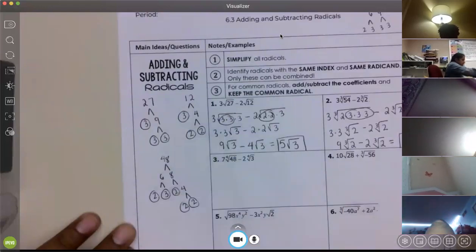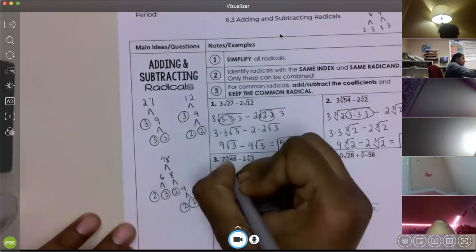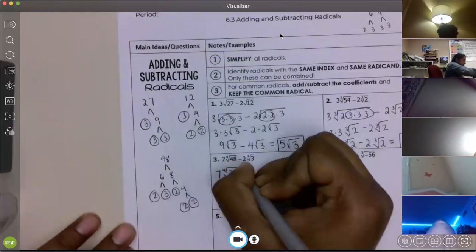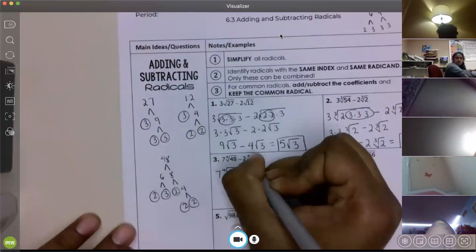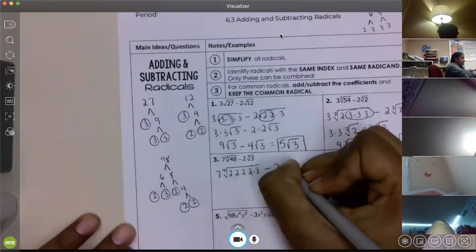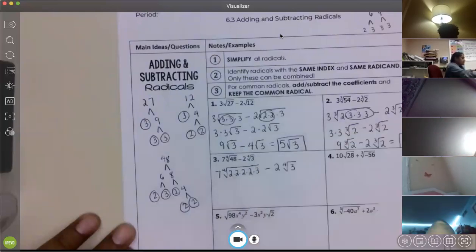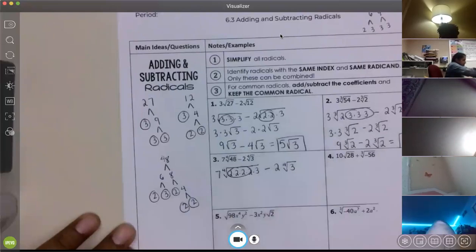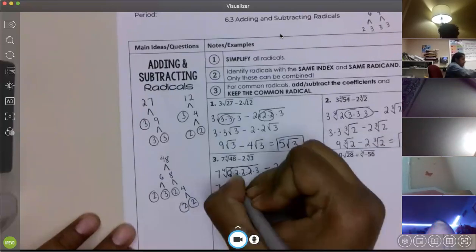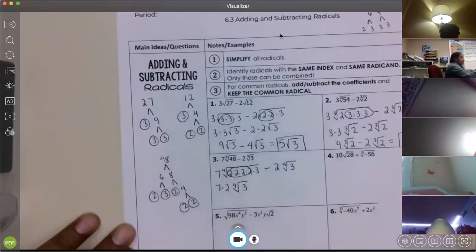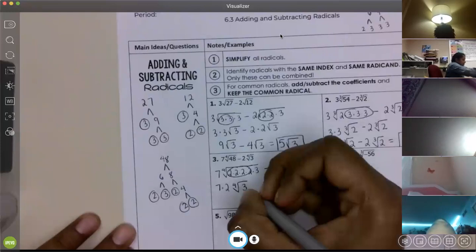So we can rewrite this as the 4th root of 1, 2, 3, 4 twos times 3, minus 2 4th root of 3. Because the index is 4, I'm going to circle groups of 4. So I'm going to take out a 2, so you're left with 4th root of 3 minus 2 4th root of 3.